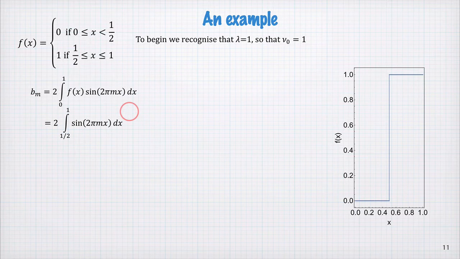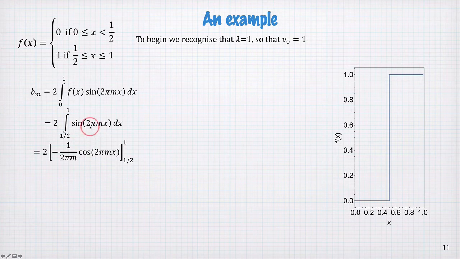So if we substitute now in the expression for f of x, because you know what f of x is, this must be equal to the integral from a half to 1 of sine 2 pi mx, because between 0 and a half, the function is 0. It's only specified as being non-zero between a half and 1. In that case, it's 1. So f of x here is equal to 1 over this domain. So we've just got to compute that integral there.